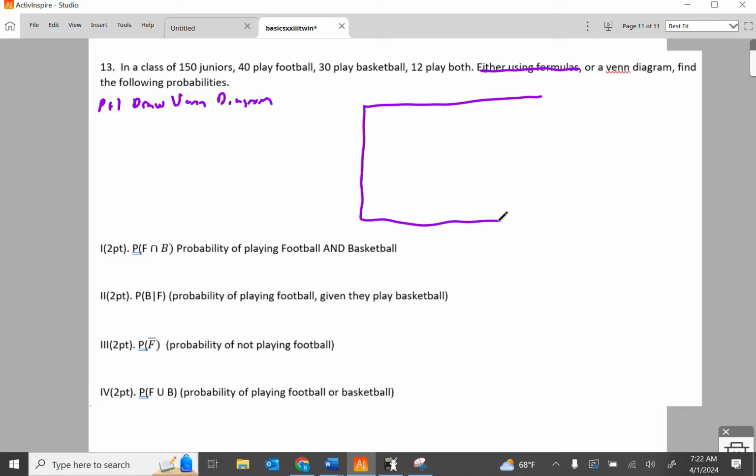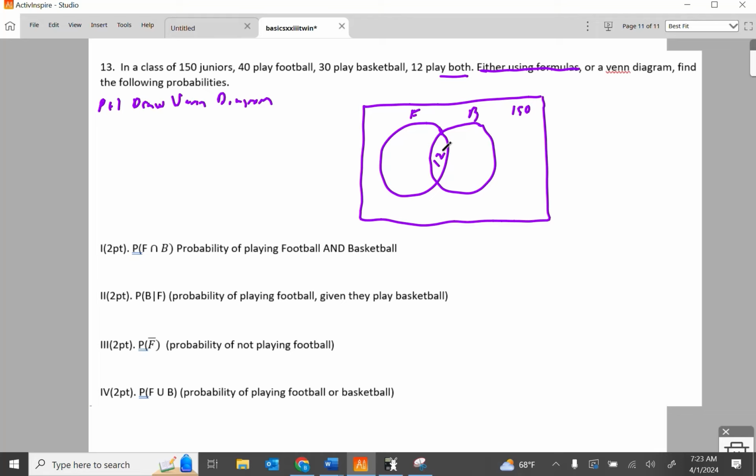So this is a large class of juniors, about 2 dozen high schools. There's 150 total kids in it. We're only interested right now in the kids who play football and basketball. So we're going to have a big circle for football. And since there's some that play both, I'm going to have another circle for basketball. And there's an intersection here. And the both area is right here.